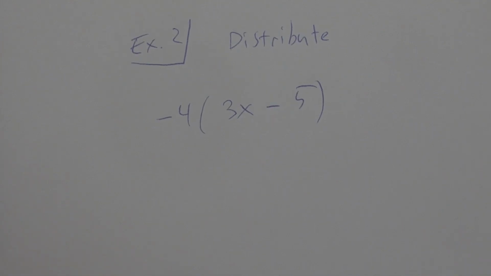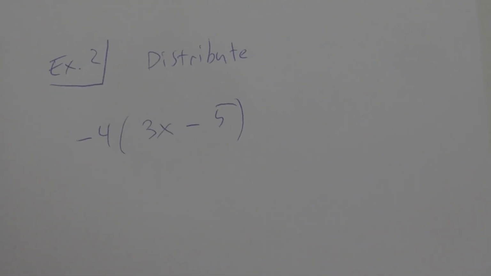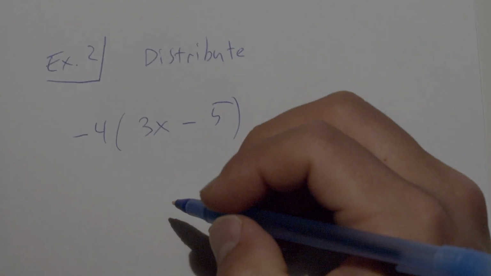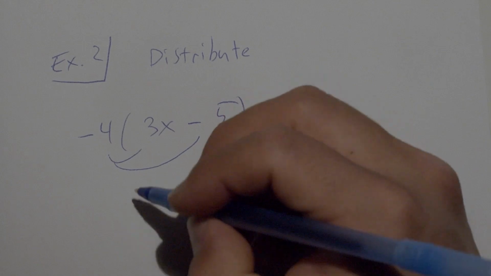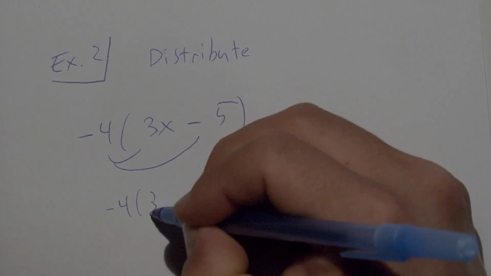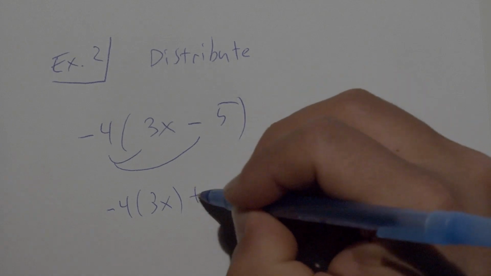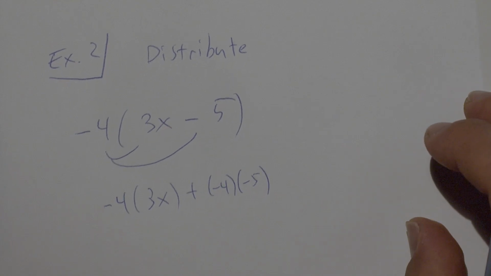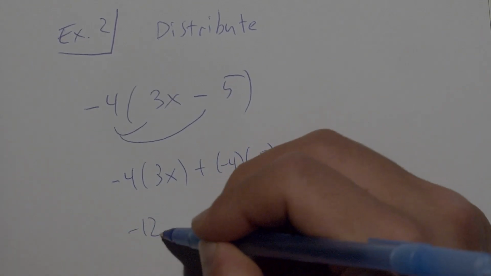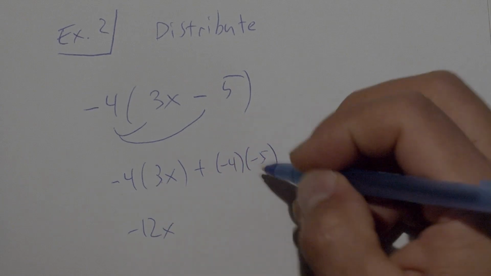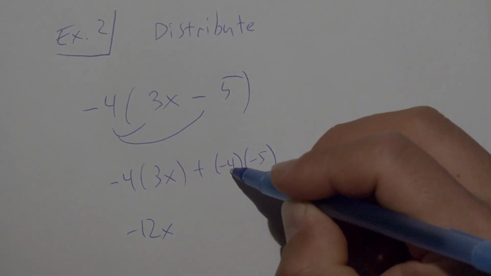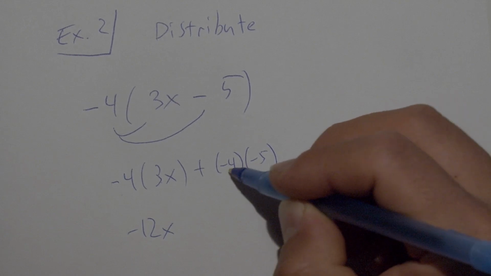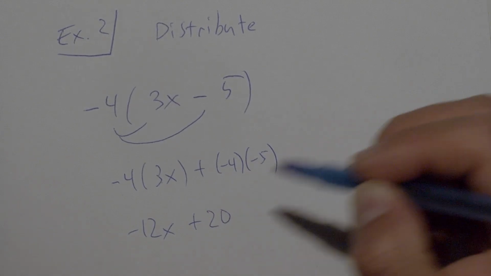Now let's look at this example. I've been wanting to talk to you guys about this for a while, but it came up now, and it's a good time to address it. We're going to do the same thing. We're going to distribute, just like normal. We're going to put on our hooks and multiply, and I'm still showing my work. Negative 4 times 3x, plus a negative 4 getting multiplied by a negative 5. We get a negative 12x, because a negative times a positive is a negative. But over here, we get negative 4 times a negative 5, and a negative times a negative is a positive. So this is plus 20.